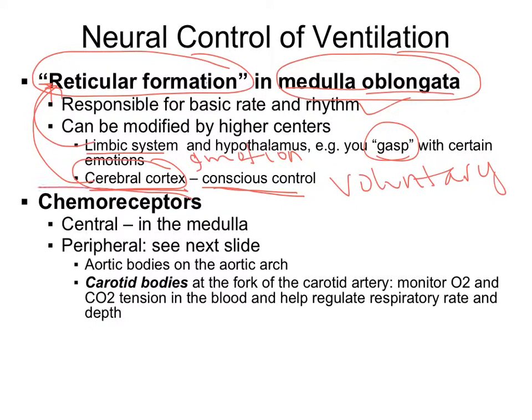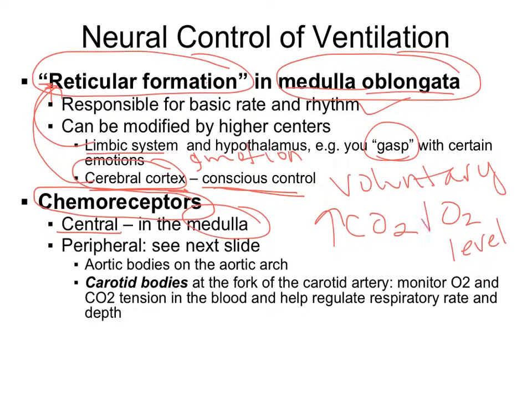We also have receptors, chemoreceptors, in very strategic places in our body that tell us when you need to breathe. So one of them, the central chemoreceptors, are in the medulla, and they're going to sense mainly carbon dioxide, but also oxygen levels to tell us when those oxygen levels get too low or the CO2 levels get too high, and that would cause you to increase your breathing rate.